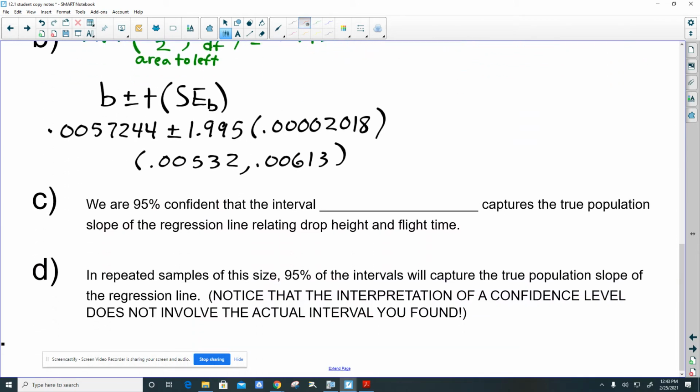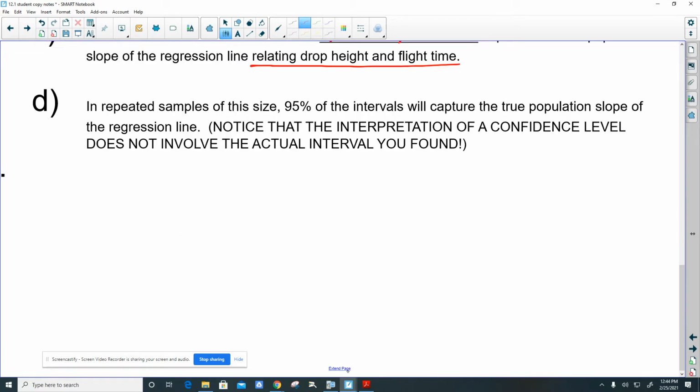So we want to say that we are 95% confident that the interval, we're going to list that interval here, captures the true population slope of the regression line. If you stop there, you haven't actually put any context to this answer at all. So you want to make sure it's the regression line that is relating drop height and flight time. Just denote what your two variables are so that you've allowed for a little bit of context here in the problem.